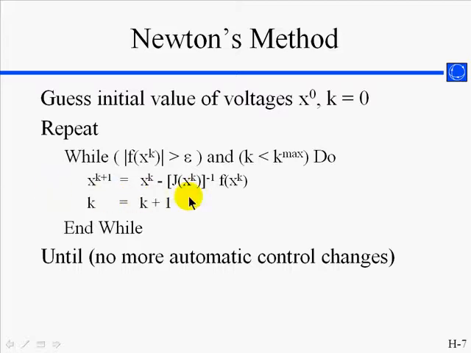The J matrix here represents the Jacobian, which is a matrix of partial derivatives that relate the real and reactive power to the voltage magnitude and angles at the buses in the system.